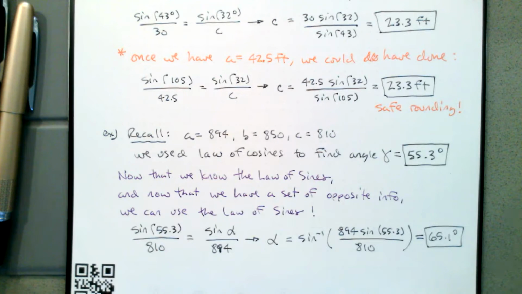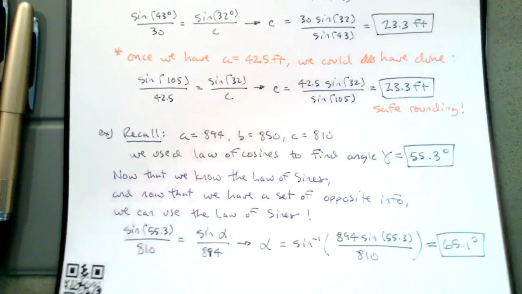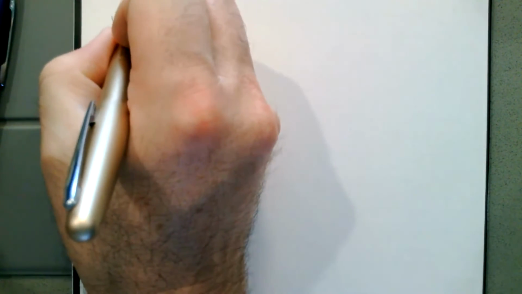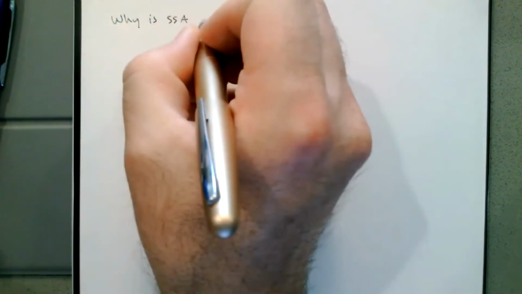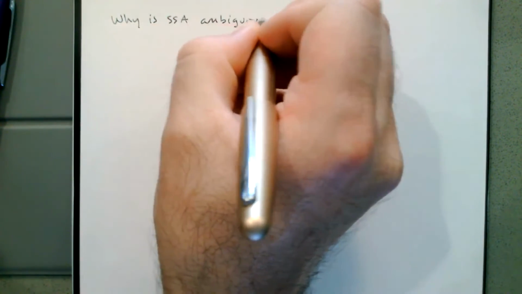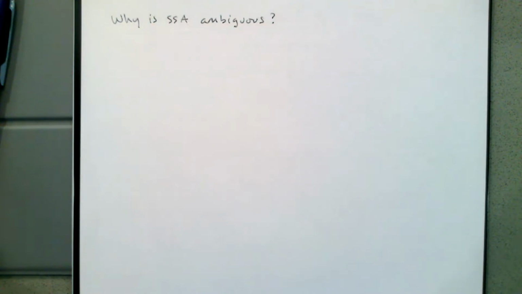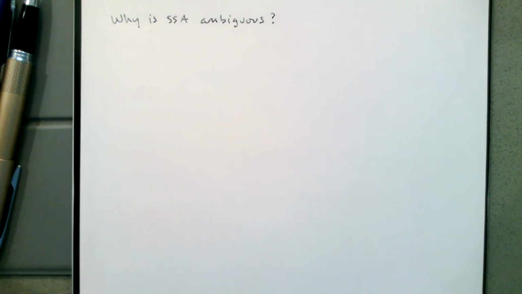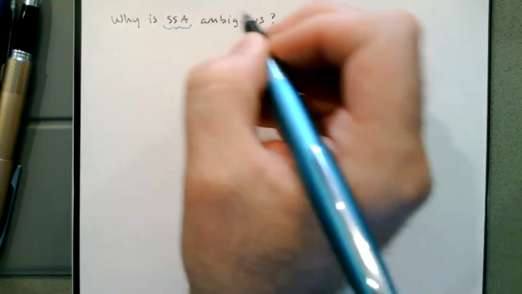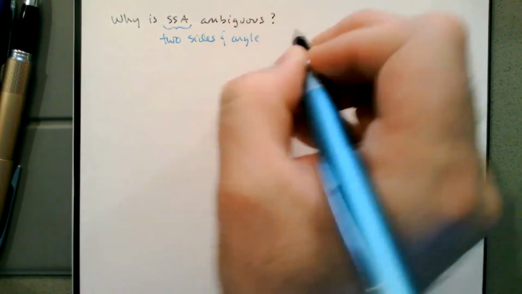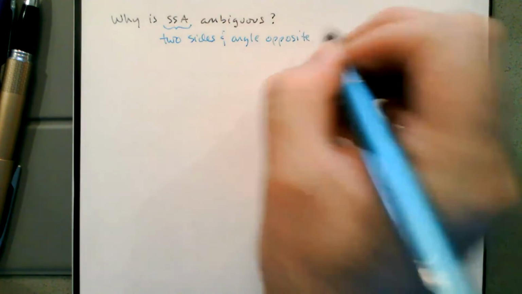Let's talk about why the side-side angle case is ambiguous. So what we have here in the SSA case are two sides and the angle opposite one of those sides. So this is two sides, that's the SS, and the A is the angle opposite one of those sides. Two sides and the angle opposite one of the sides.